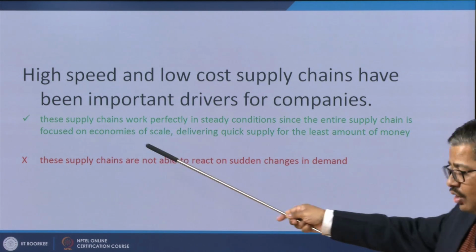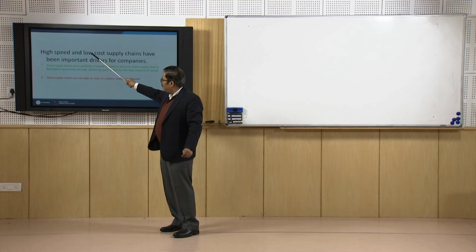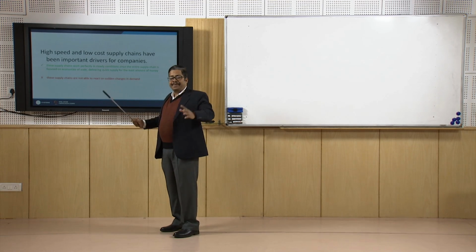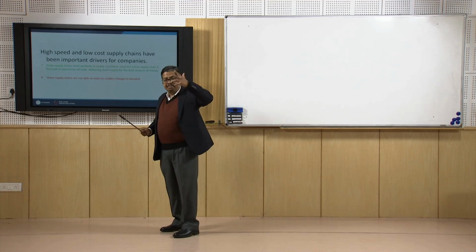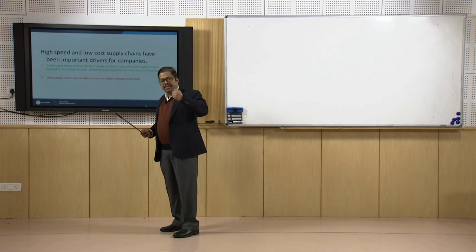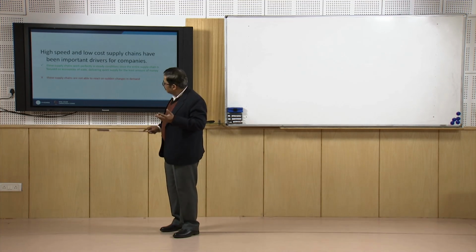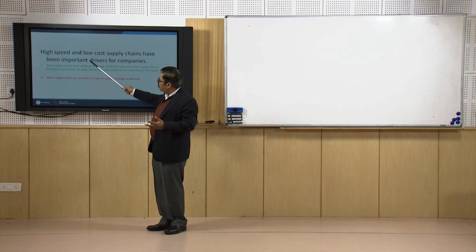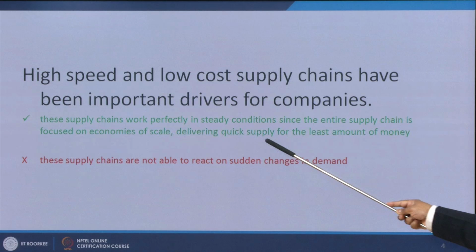chain is focused on economies of scale, that is, to achieve low cost. Economies of scale is linked to low cost. So you can plan what should be the optimum size of your warehouse. You can plan what should be the load size in a truck. All these things, what should be the optimum batch size of production, what should be the optimum quantity you should procure at a particular time, EOQ. All these things will help you to achieve economies of scale, which is directly linked with the issue of low cost. Then delivering quick supply for the least amount of money.